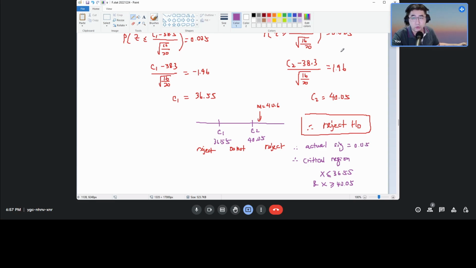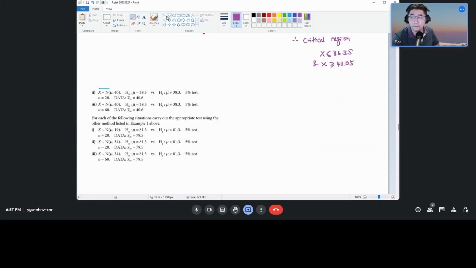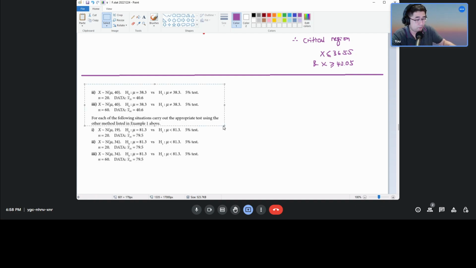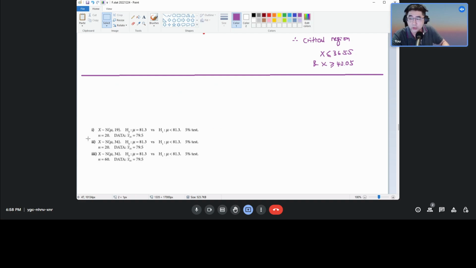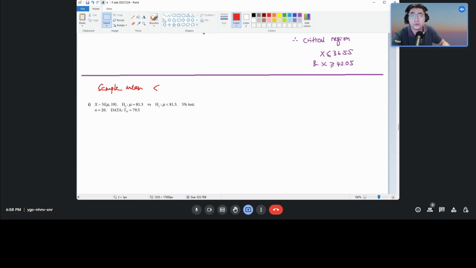Okay, let's look at one more example. Let's say we go for the left, normal sample mean to the left, sample mean lesser than. Let's see what we get from here.